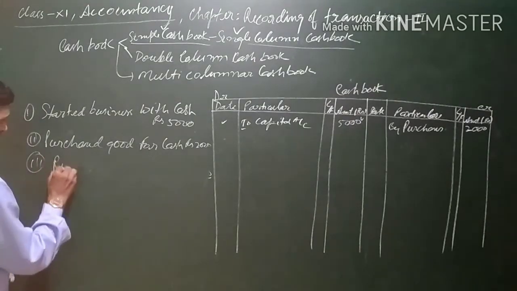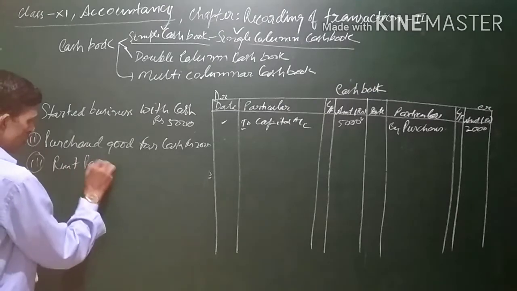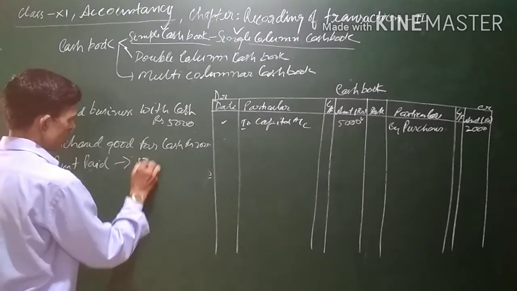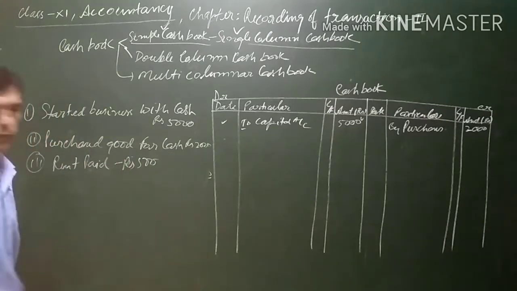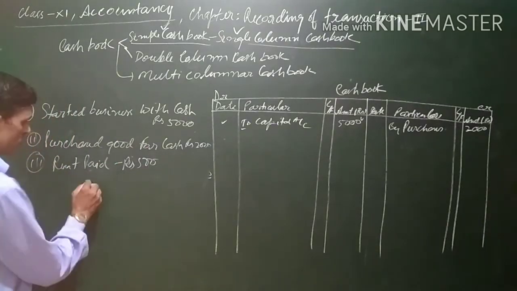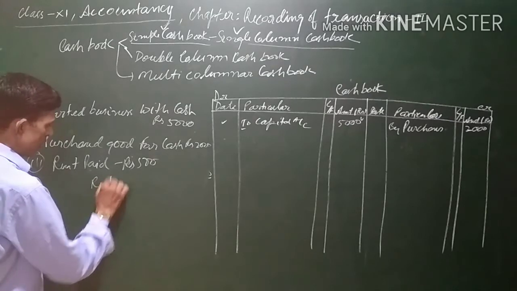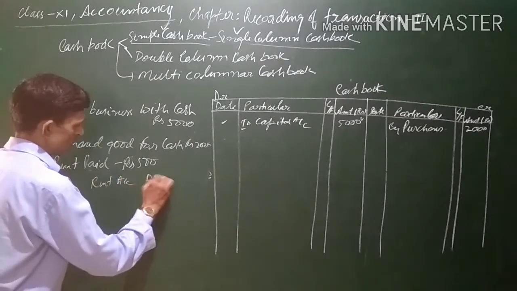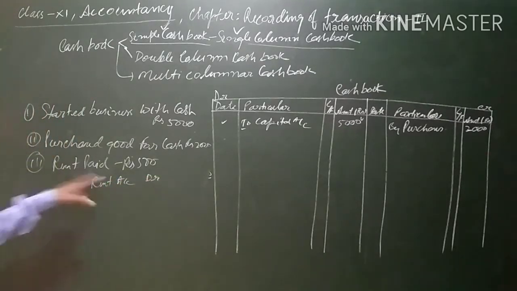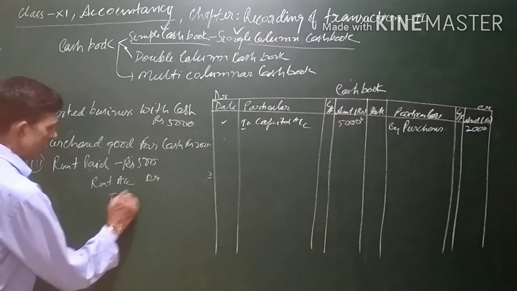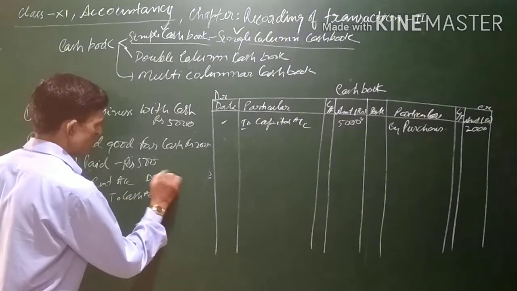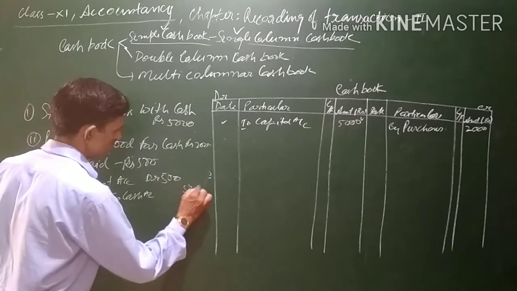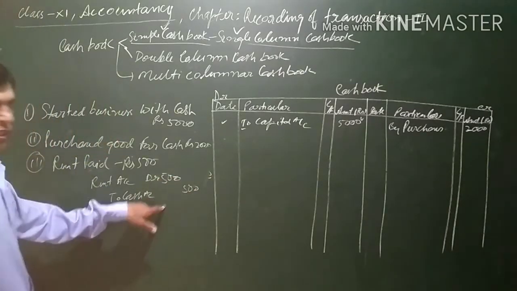Suppose rent paid, suppose 500. Now 500 rent is paid for the building or whatever it is. Let's see the entry. Rent is an expense, and expenses are debited. Debit all expenses and losses. Rent is an expense, so it will be debited, and cash will be going out of the business. Cash is an asset. If an asset increases, it is debited. If an asset decreases, it is credited.